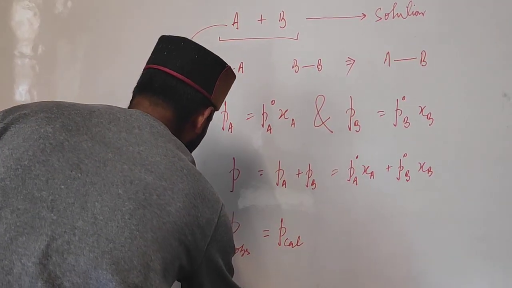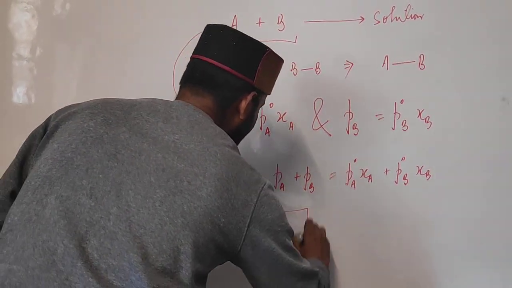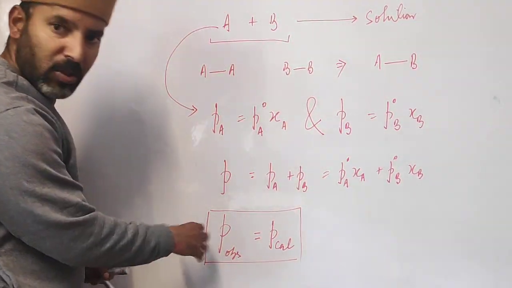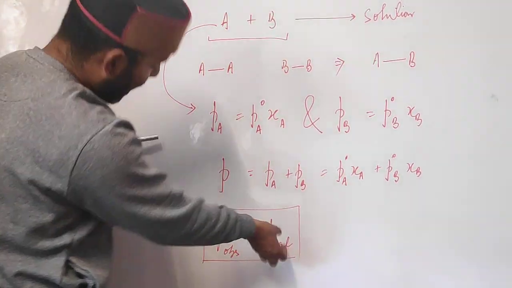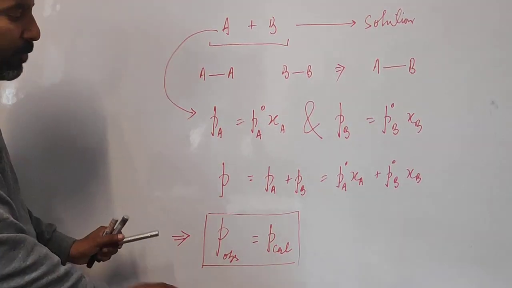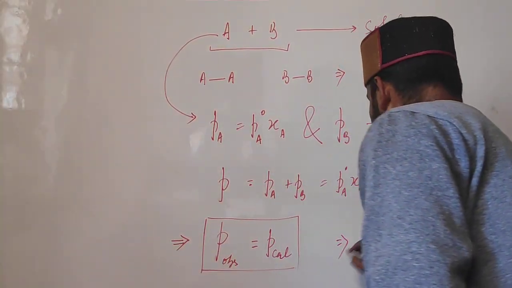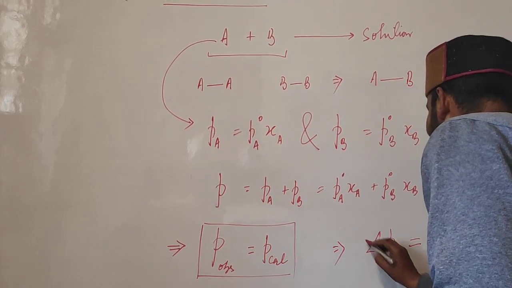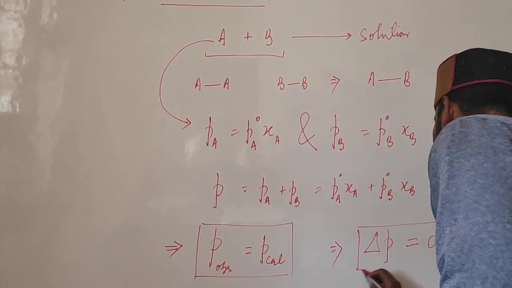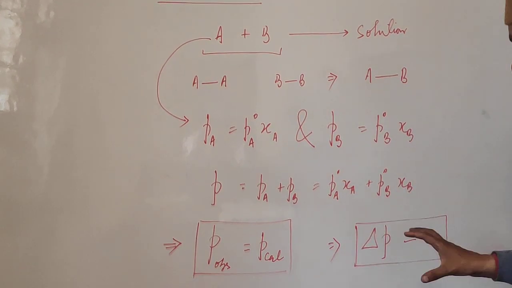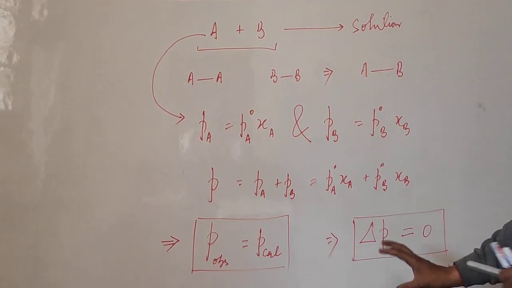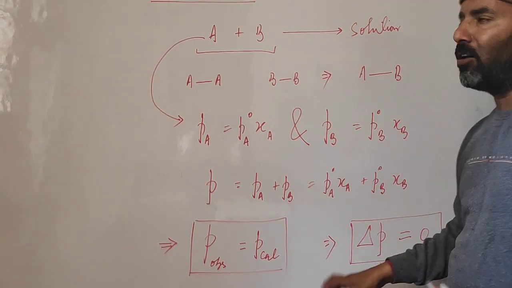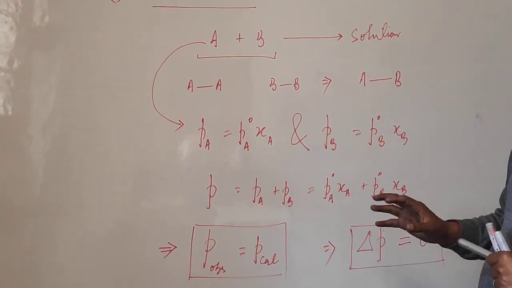So students, this is very, very important that in case of ideal solution, the vapor pressure of solution calculated and observed both will be the same, which means there will be no deviation. So that means delta P would be 0, means there will be no difference in observed or calculated vapor pressure of solutions. So students, this was the basic elementary idea of an ideal solution.